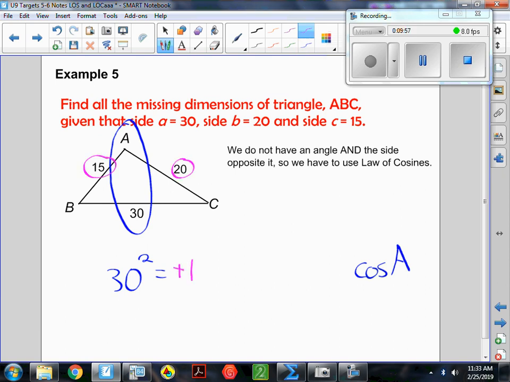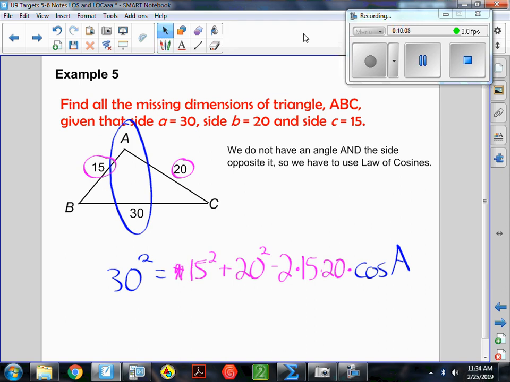So plus 15 squared plus 20 squared minus 2 times 15 times 20 times cosine A. And you would go from there, just like in the second part of the last example.